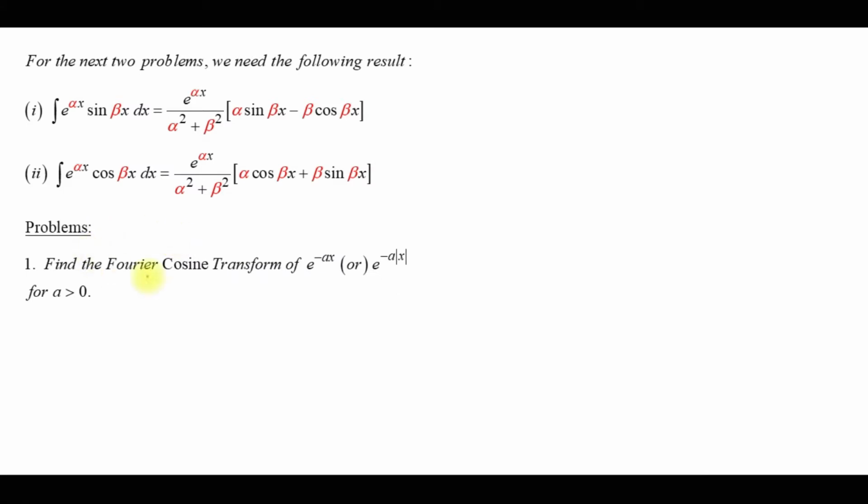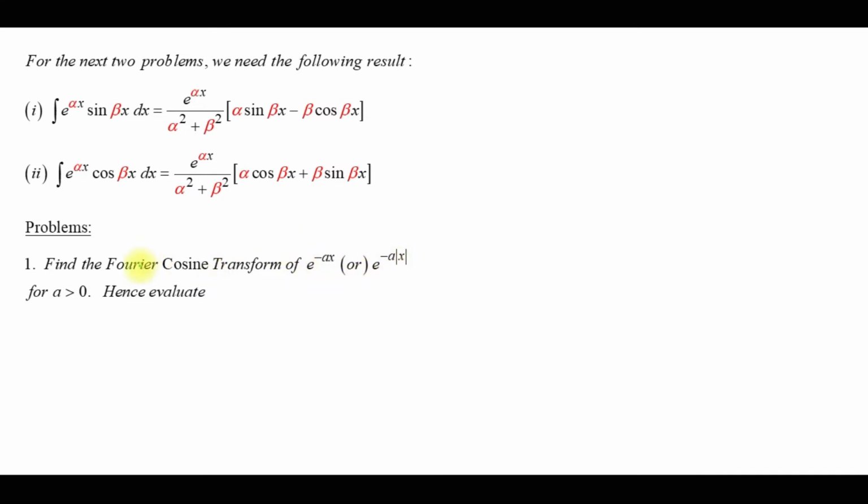Problem: Find the Fourier cosine transform of e^(−ax) or e^(−a|x|) for a greater than 0. Note that for the cosine transform, the limit is 0 to infinity. In 0 to infinity, |x| equals x. So both e^(−ax) and e^(−a|x|) are the same in these limits, because 0 to infinity is a positive limit, therefore x equals |x|.